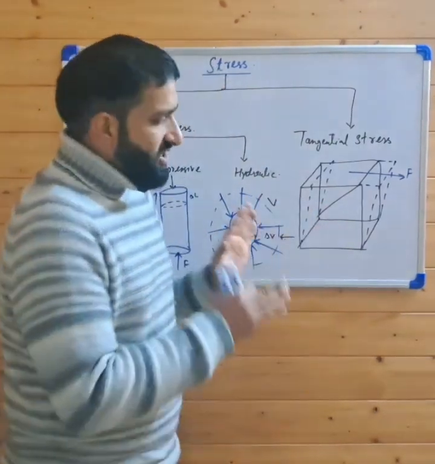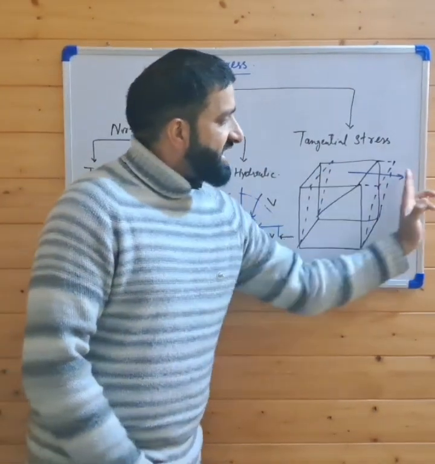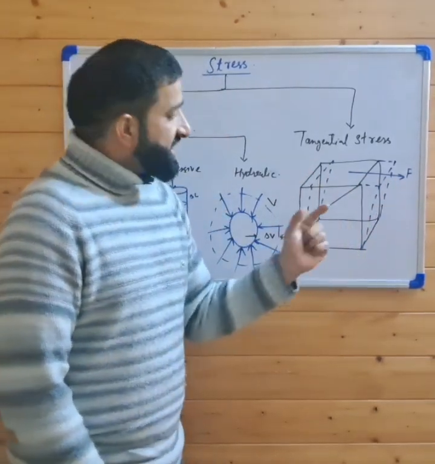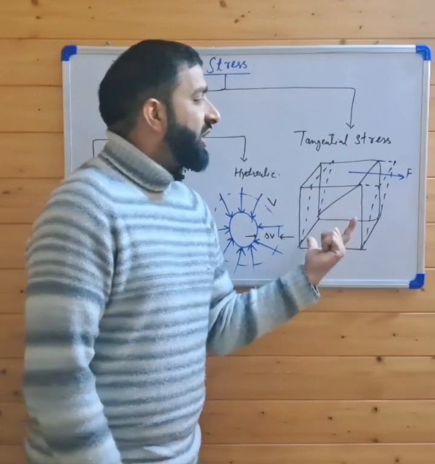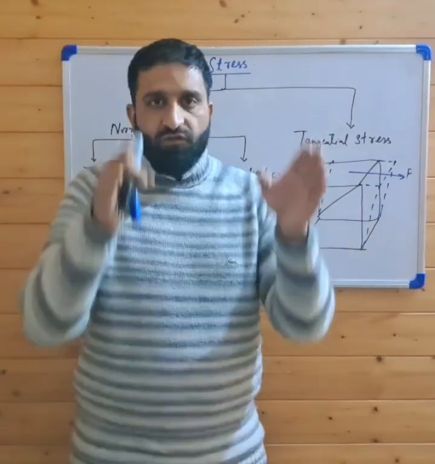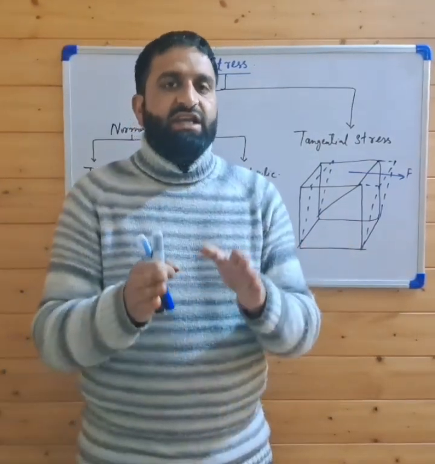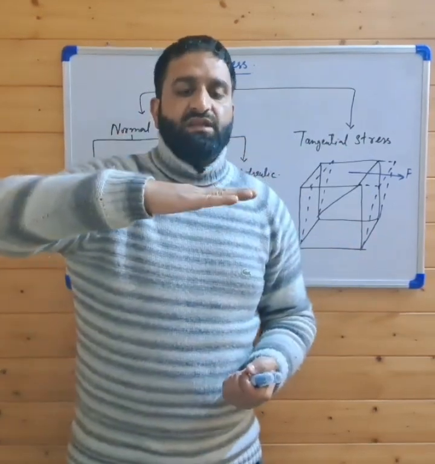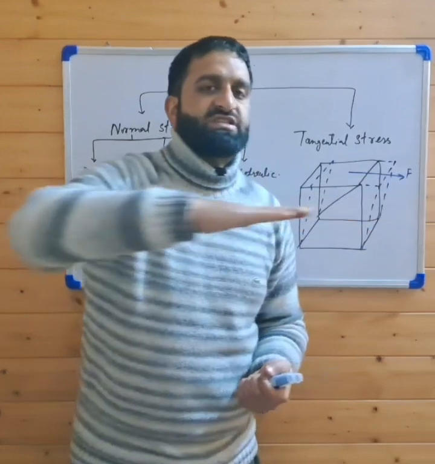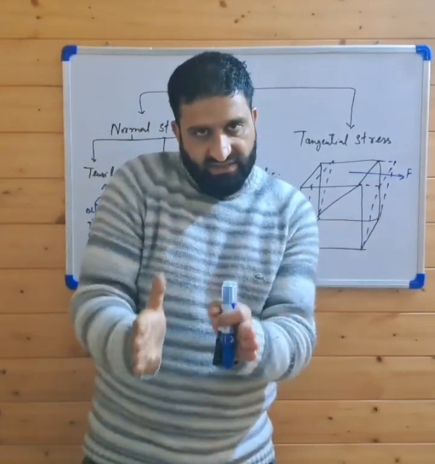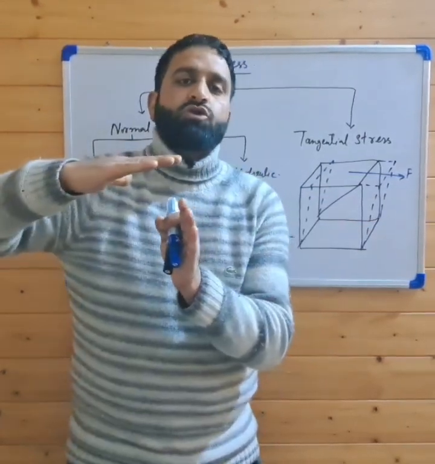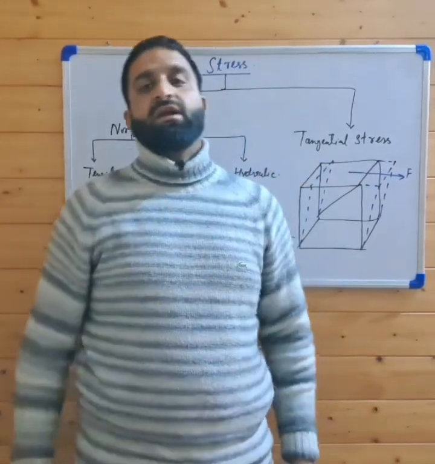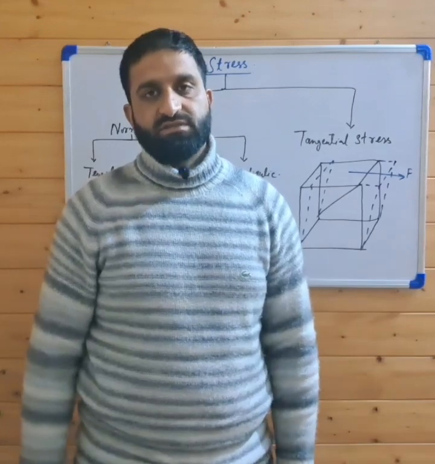In tangential stress, we can see the force is tangential, not normal. This tangential stress causes change in the shape of the body without changing its volume. If a box is resting on a surface, we apply a tangential force on it. When a tangential force is applied on it, the bottom remains there, but the top of the box changes its position in the direction of the force. This stress is called tangential stress.